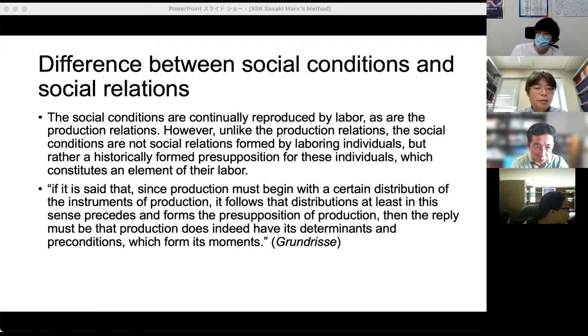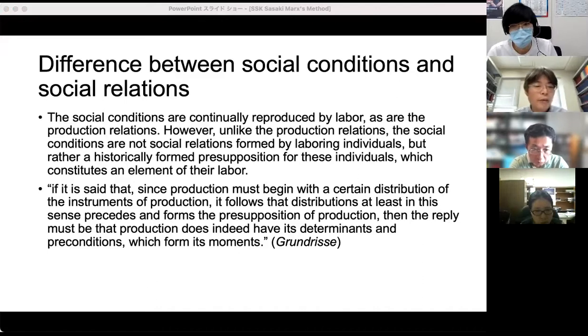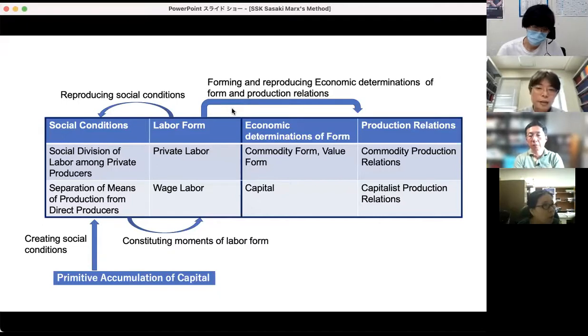Marx wrote in Grundrisse, if it is said that since production must begin with a certain distribution of the instruments of production, it follows that its distribution, at least in this sense, precedes and forms the presupposition of production. Then the reply must be that production does indeed have its determinants and preconditions which form its moments. Please see the table on this slide.